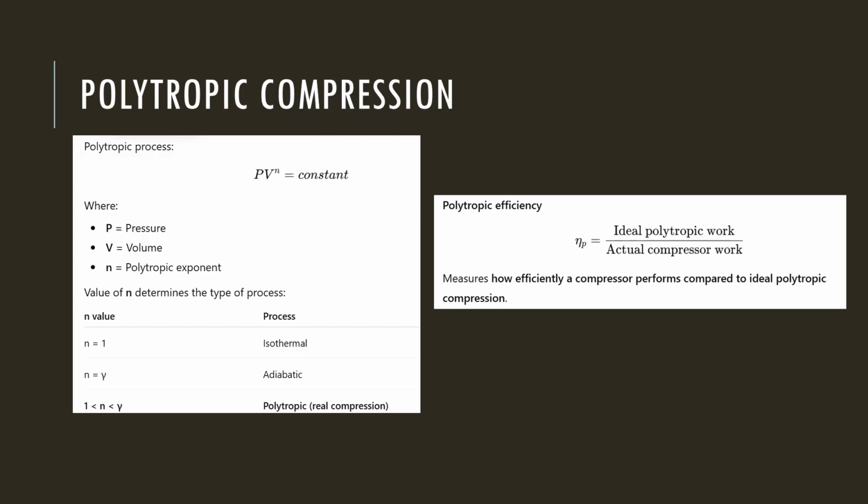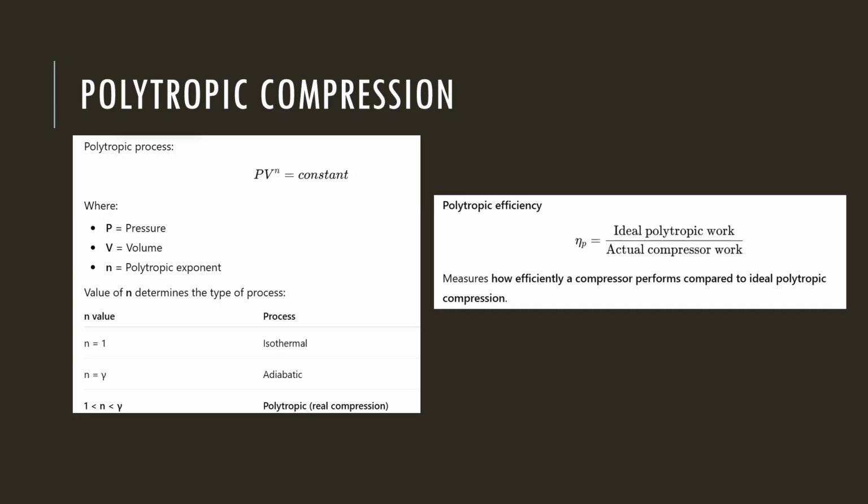Now, let's understand what polytropic compression actually means mathematically. Engineers describe this process using the equation PV^n = constant. Here P is pressure, V is volume, and n is called the polytropic exponent. The value of n tells us how the gas behaves during compression.